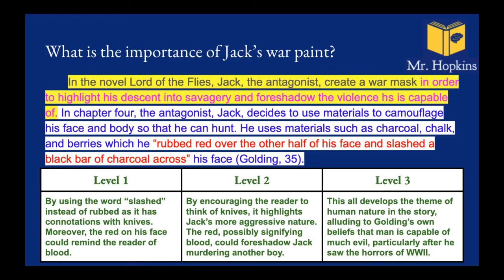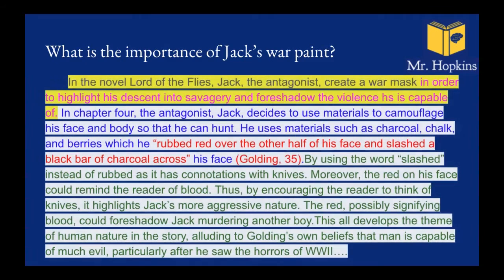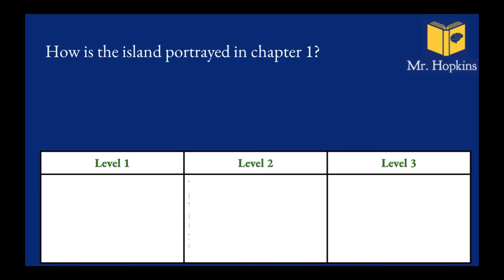The theme is human nature, and Golding believes that man is capable of much evil, particularly after he saw the horrors of World War II. What I can do there is I can put that all in a sentence, and there you go, that's most of my paragraph done there. Let's look at another example.